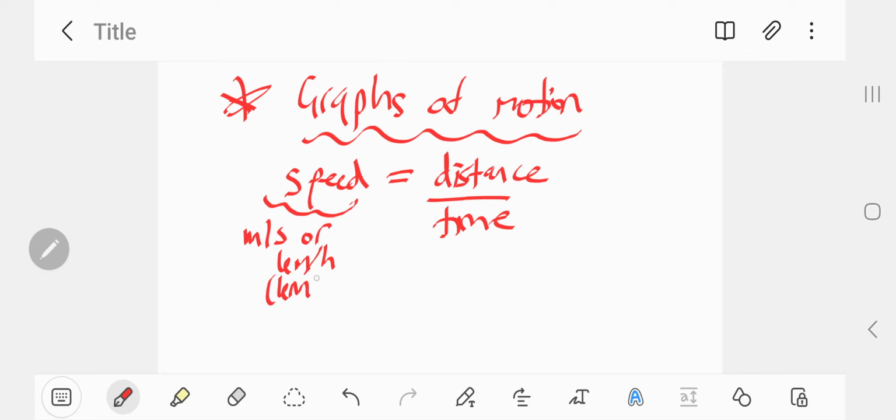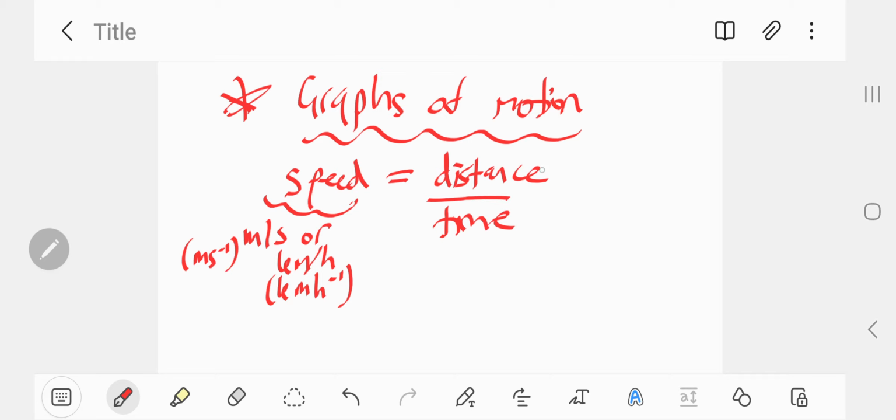Sometimes written like this with a minus km, h with a -1. That -1 means divide by h. Similarly here, meters per second, ms with a -1. That -1 means divide by s.